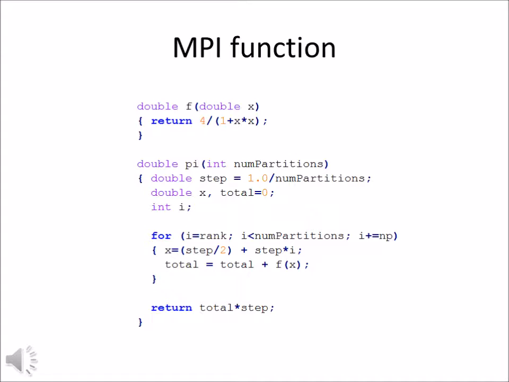The inside of the loop is just the same. You calculate the area of the slice that you're going to calculate, and we add it to the total. At the end, we return the total to the main function. The main function is going to have to put all these totals back together to form the actual value of pi.